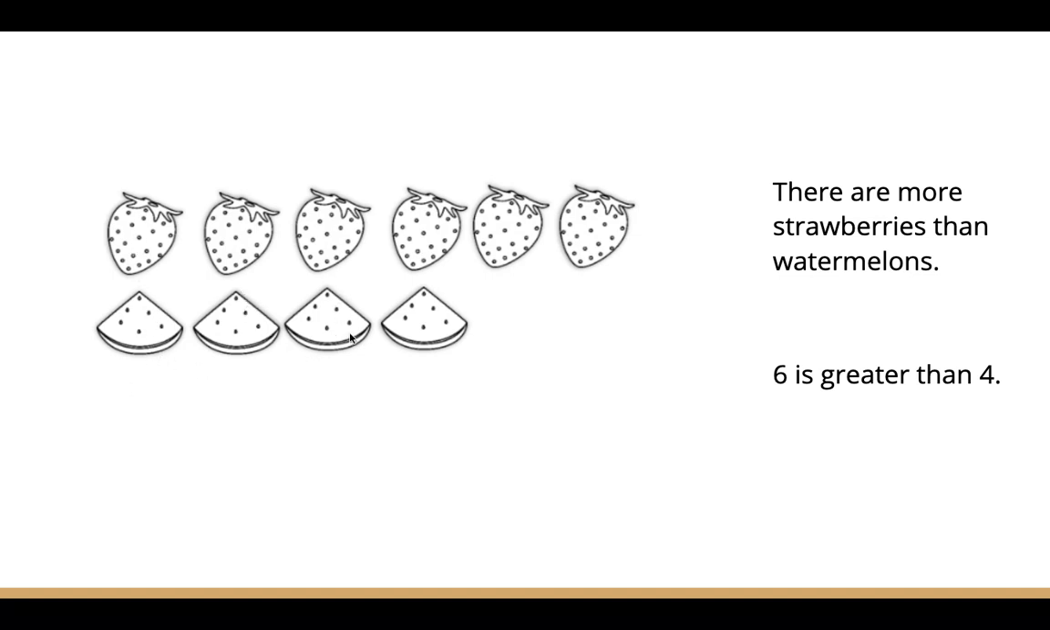So look how in this group, we have lined up these strawberries with these watermelon slices, and we can see that the strawberries there are more of because these two do not have buddies. So therefore, there are more strawberries than watermelons. And we could also say that 6 is greater than 4.